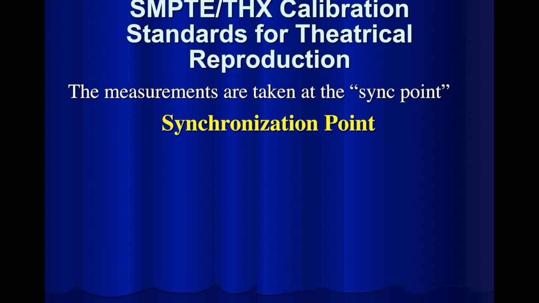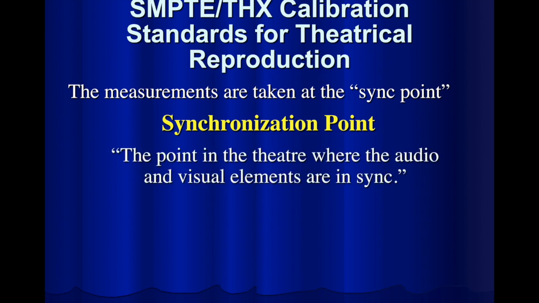The synchronization point is the point in the movie theater where the audio and the visual elements are in sync. And you would think that the sync would be right up against the screen, but it's not. And the reason for that, if it was in sync at the screen, by the time the sound got out into the theater, you'd be a frame out of sync. That's about halfway into the theater. As the sound continues into the back of the theater, now you're 2 frames out of sync. And people start seeing lip sync errors at 2 frames. So we have to compromise.